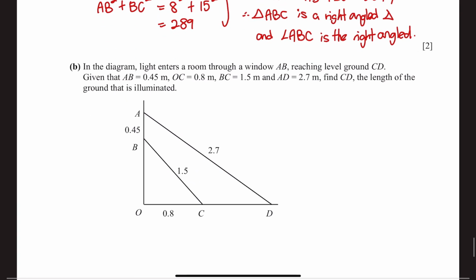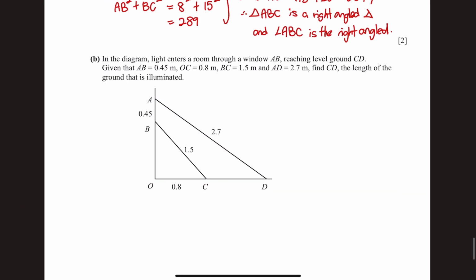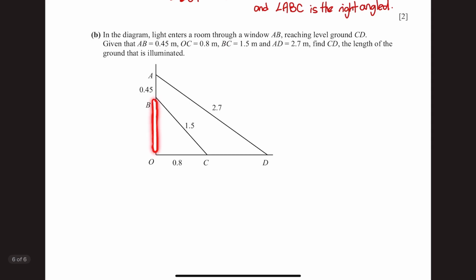In the diagram here, light enters a room through window AB. This is the window here, reaching level ground CD. Given the lengths here, this is 0.45, 0.8, 1.5, and AD is 2.7. Find the length CD here. Very simply, to find the length of CD, I need to find the length of this big triangle here, this length, minus away the length of this length over here. By Pythagoras theorem, I can first find this length in this small triangle, because I know the other two sides.